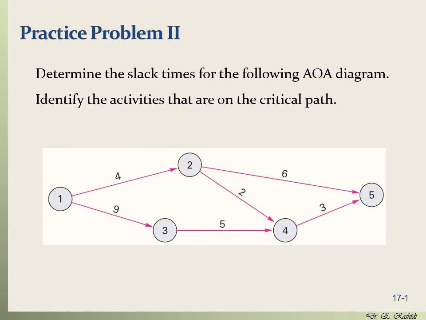Next practice problem. Determine the slack times for the following AOA activity on arrows diagram. Identify the activities that are on the critical path. So you first need to find the critical path and then identify the critical activities on those paths. So please pause here, try to solve this problem, identify the paths and find the critical path, and also compute the slacks.